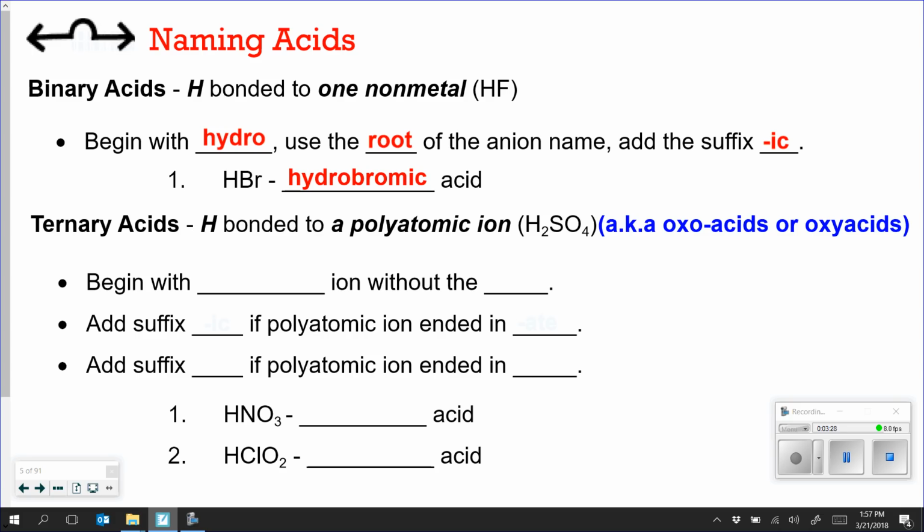When we're talking about ternary acids, that's a hydrogen bonded to a polyatomic ion. This is also known as an oxo acid and an oxy acid for your reference. We're going to begin with the polyatomic ion without the suffix, and then you're going to add the suffix -ic if that ion ended in -ate, and -ous if it ended in -ite. So HNO3 started as hydrogen nitrate, and so that becomes nitric acid. And HClO2 was chlorite, so that becomes chlorous acid.